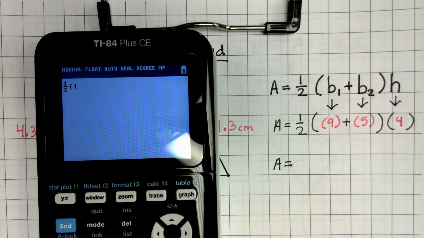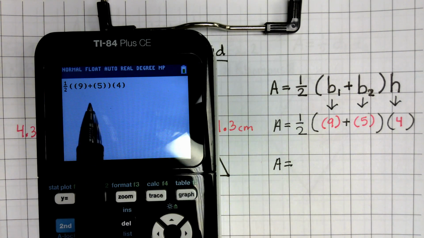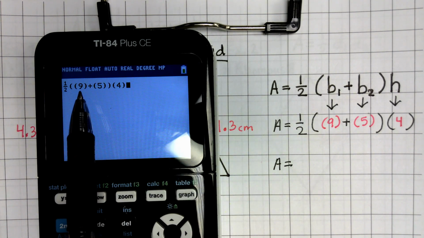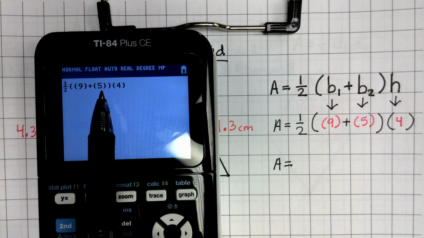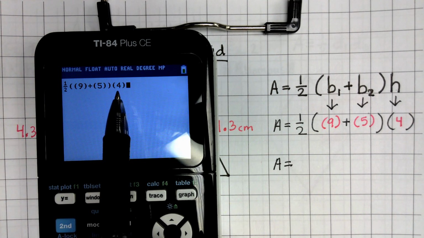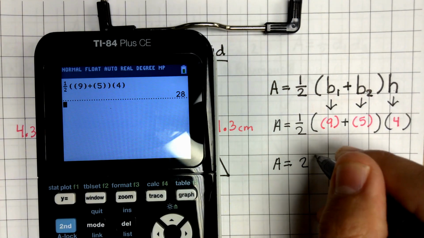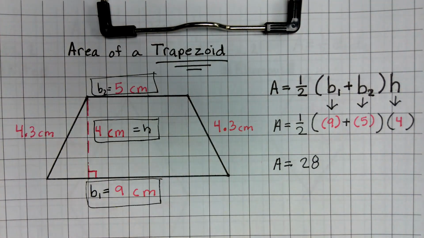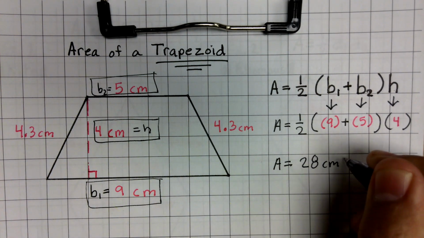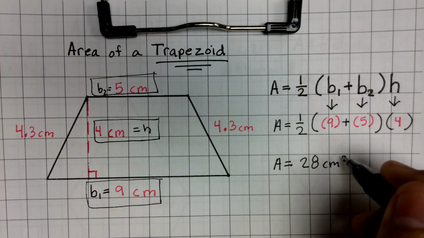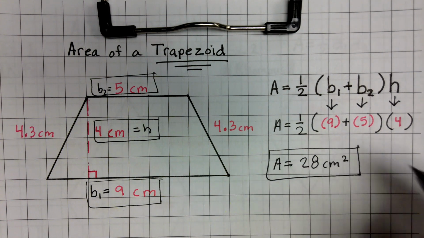and then parentheses, put 9 plus parentheses 5, and notice I'm typing it in just exactly as I have it, parentheses 4 for my height, and that way I can verify that I put in all my numbers: the bottom of the trapezoid, the top of the trapezoid, and the height of the trapezoid, and it gives me 28. So this is in centimeters, so this would be 28 centimeters squared, and that would be my answer. That is my area of this particular shape.